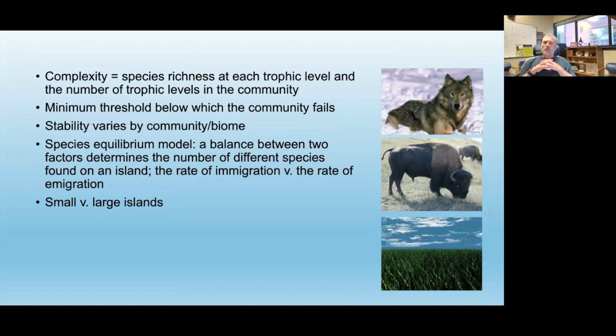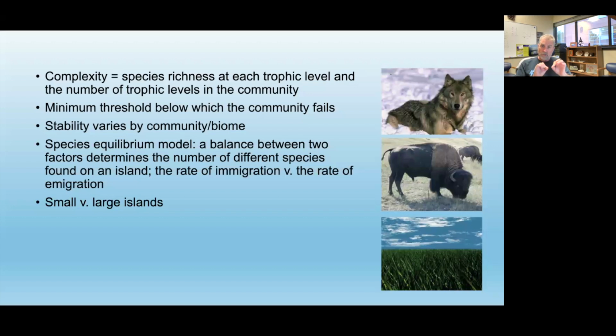You'll hear this term sometimes referred to as complexity. The greater the species richness is at each trophic level, generally, the more stable that community, the more resistant and resilient it's going to be. Also, it's important to know that there are minimum thresholds below which communities can fail.